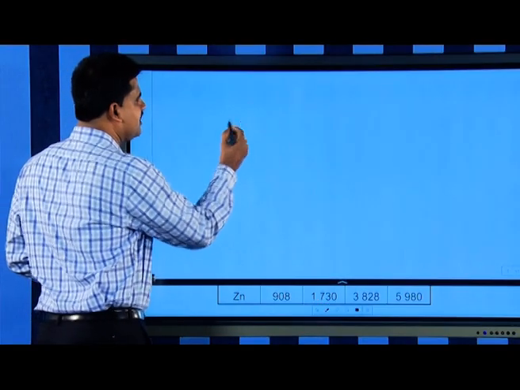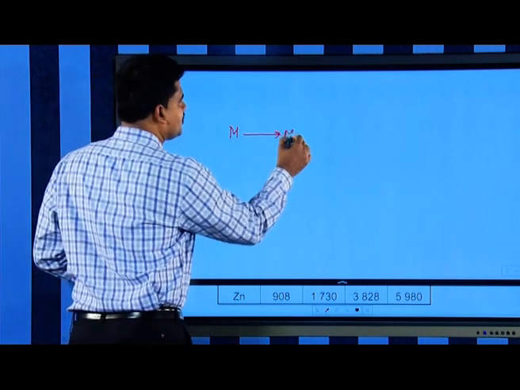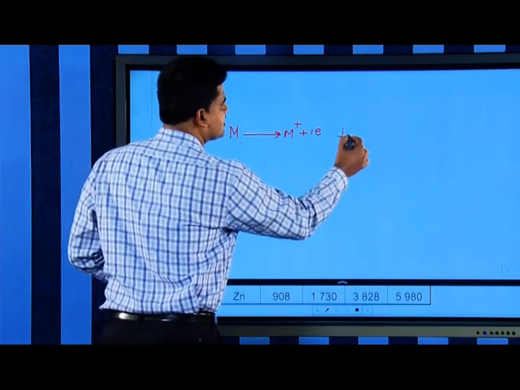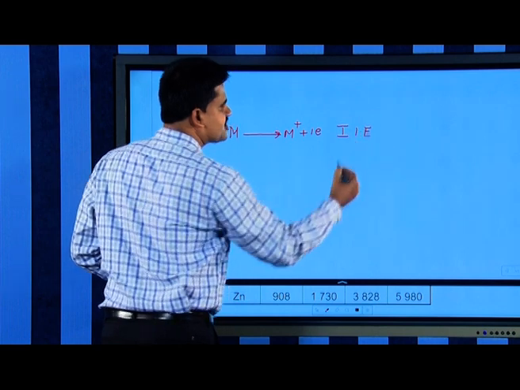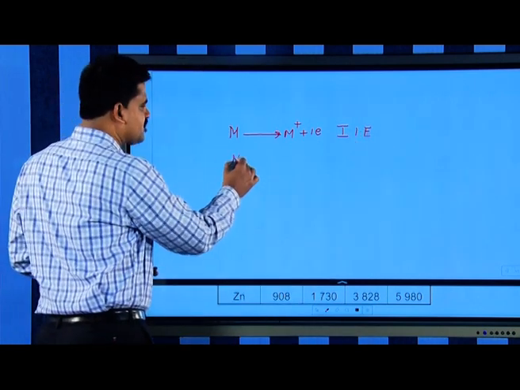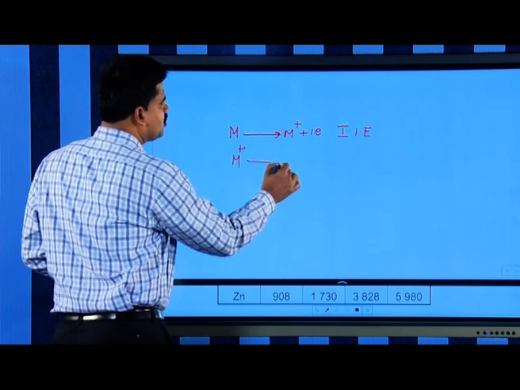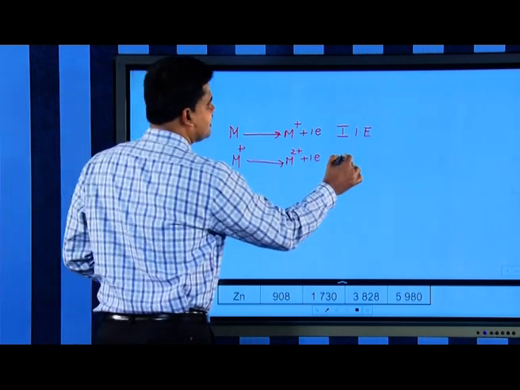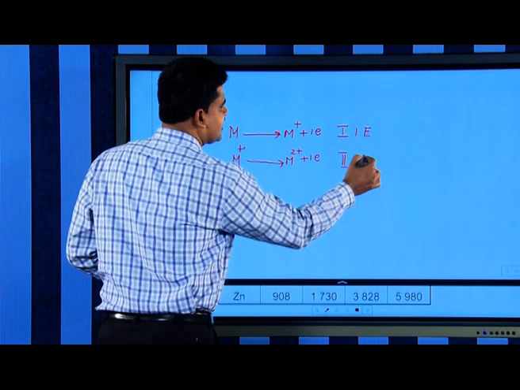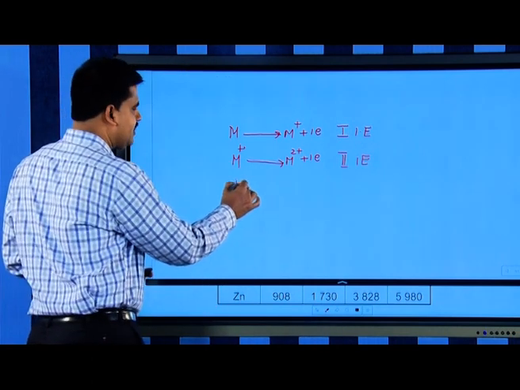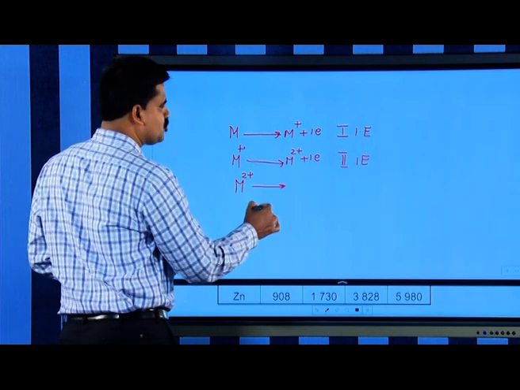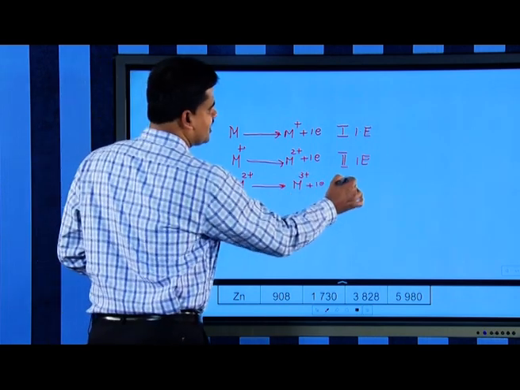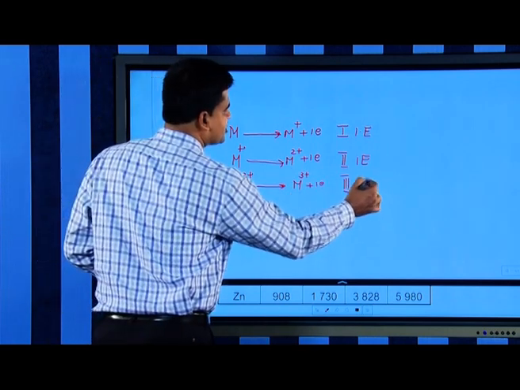If I am having a metal M, I wish to convert it to M+ by removing one electron. The energy required for this purpose is termed as first ionization enthalpy. If I wish to convert M+ to M2+ by removing one more electron, then the energy term involved is called second ionization enthalpy. Similarly, if I wish to convert M2+ to M3+, again by removing one electron, the energy term involved is called third ionization enthalpy.